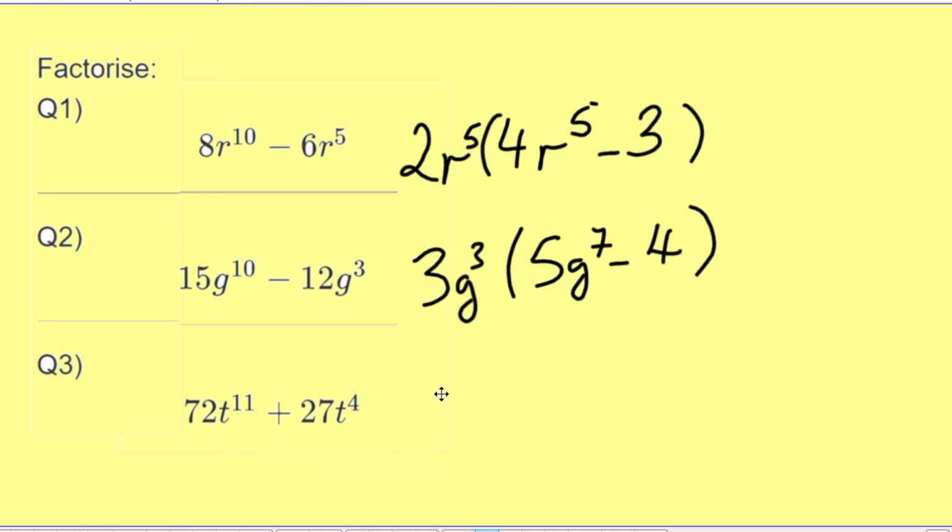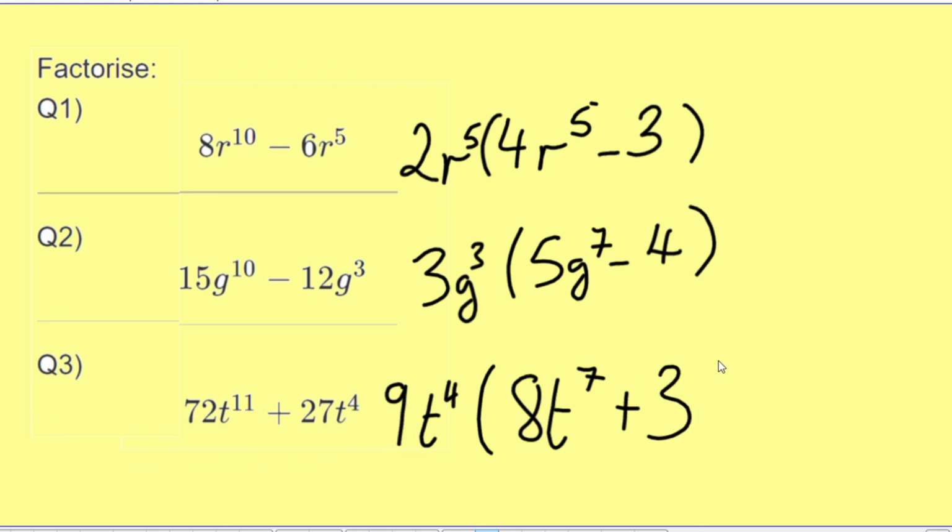Okay, the last one, we've got 72 and 27. So the largest common factor there is going to be 9. If you know our 9 times table, 9 times 3 is 27. 9 times 8 is 72. So we're going to put 9 on the outside. And the smallest power on both sides is t to the power of 4. So 9 times, we just said, 8 is 72. And to get from t to the power of 4 to t to the power of 11, we need t to the power of 7. And we said 9 times 3 is 27, so we're going to put a 3 here. And because we've already got t to the power of 4 on the outside, we don't have to put anything else on the inside. There we go.